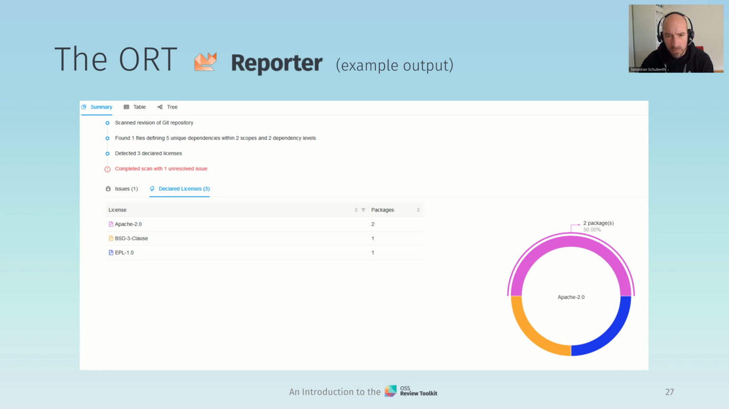This is how the web app report looks like. It's not a very complex project. In this case, we only have 3 declared licenses. Usually you have, unfortunately, a bunch of more than that, but just to give you a brief idea. Then we have some tabs at the top where we can browse dependencies in a tree or in a table view and filter by various aspects of the dependencies.